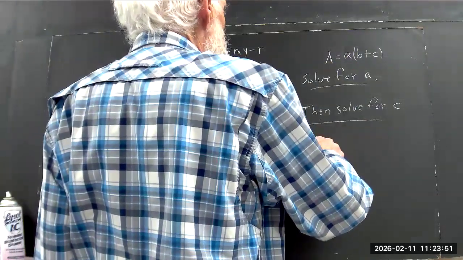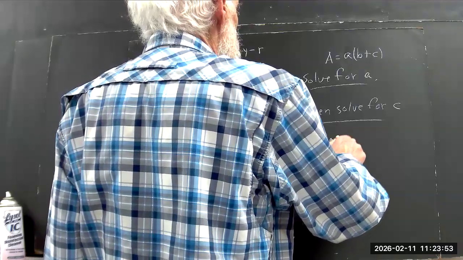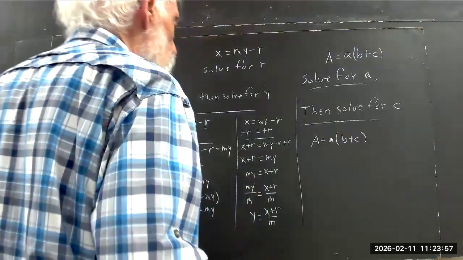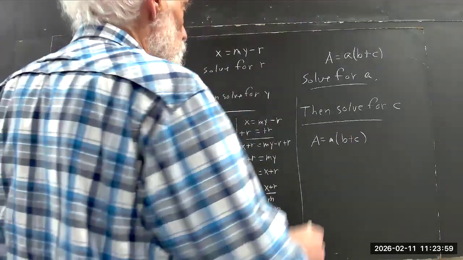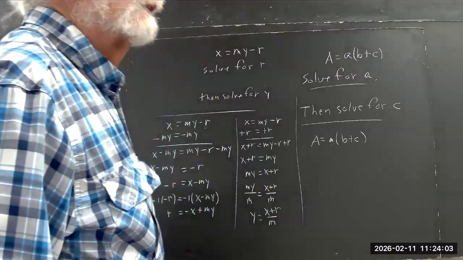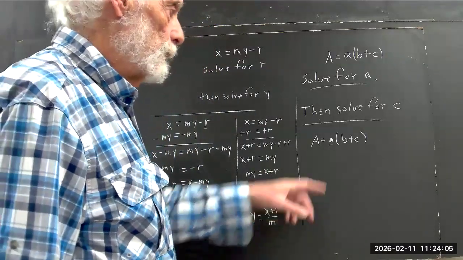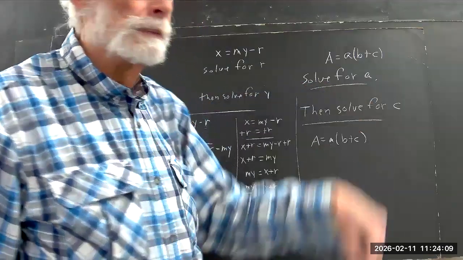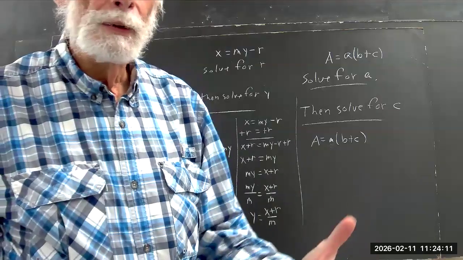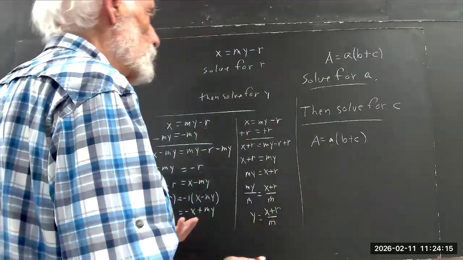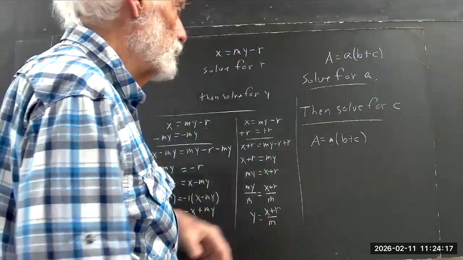Okay, now over here, there's a little bit of complication because you've got the distributive law. So we've got big A equals little a times b plus c. And we want to solve for little a. Now, the first impulse, and it's a good natural impulse, would be to use the distributive law, right? This is ab plus ac. And there's nothing wrong with that, except it's a little more efficient if you simply divide both sides by b plus c.